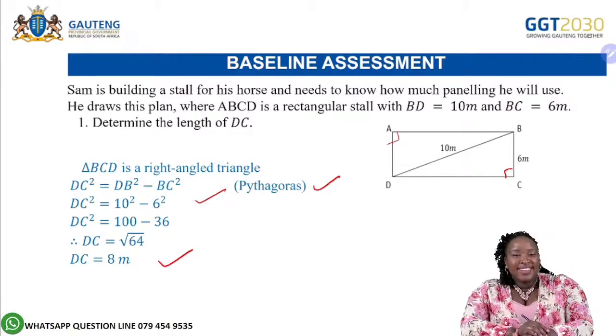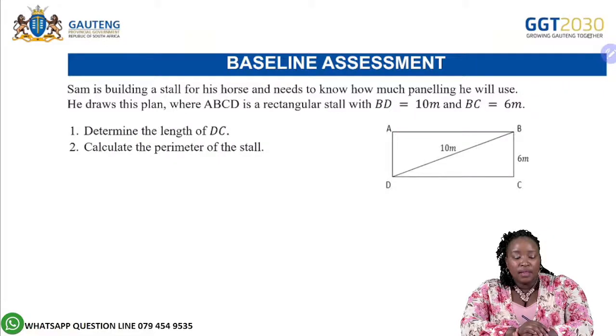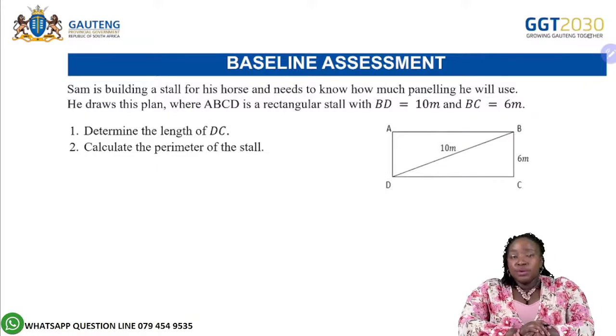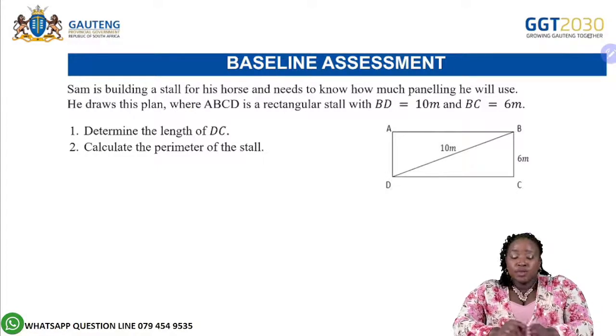Okay, class, let's look at the next question. The next question says that you must calculate the perimeter of the stall. Okay, so for this question, I'm just going to give you a quick 2 minutes. The trick is that you must actually put all the measurements of the shape before you do the calculation. It will make much more sense. Remember, you've calculated a side, write that information on your diagram as well. Okay, you have 2 minutes.